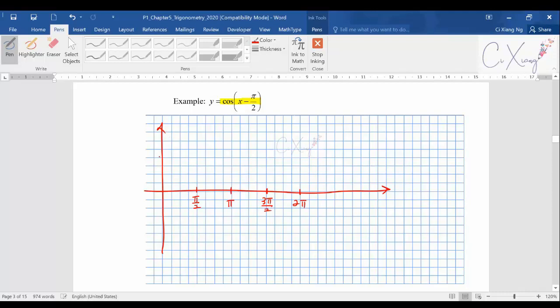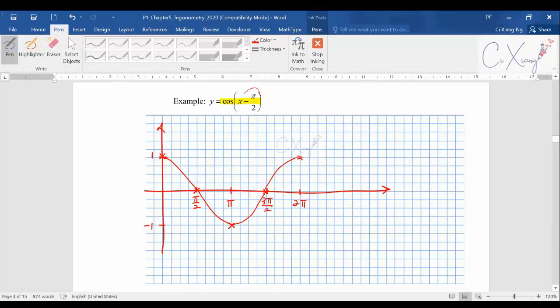Maybe this is 1, and this is -1. My important points for cos x start from (0, 1), then (pi over 2, 0), and (pi, -1). You need to be very familiar with the basic graphs for both cos and sine. Okay, so this is the graph that I have. Then after that, you want to sketch the graph for cos x minus pi over 2.